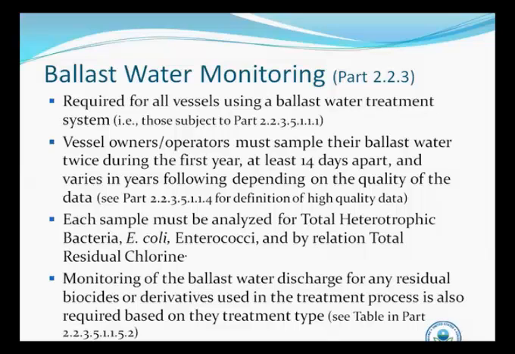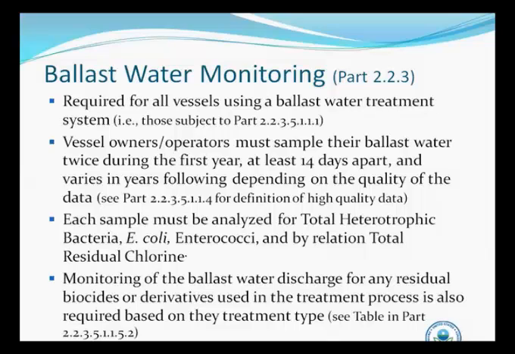For these samples, each sample must be analyzed for total heterotrophic bacteria, E. coli, entero, and by relation total residual chlorine. So I also mentioned there's active substance monitoring. For ballast water systems that use active substance as part of their treatment process, there's a monitoring requirement for the discharge of any residual biocides or derivatives used in the treatment process.